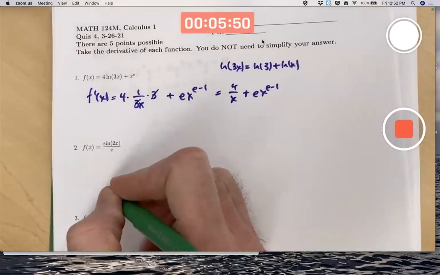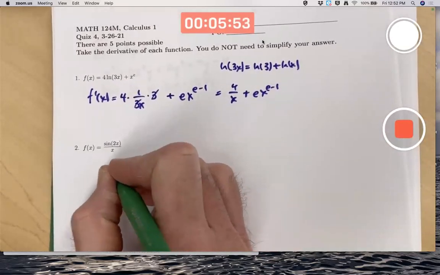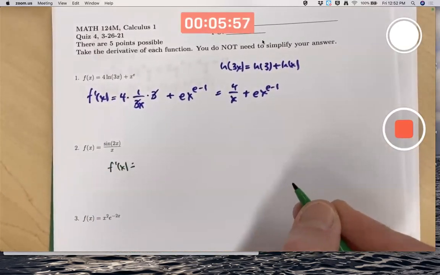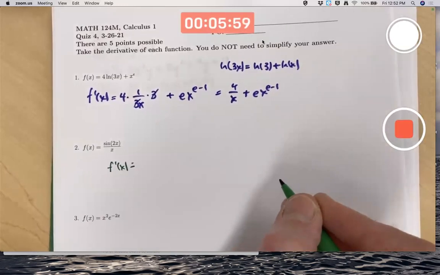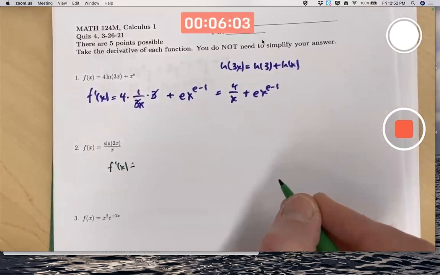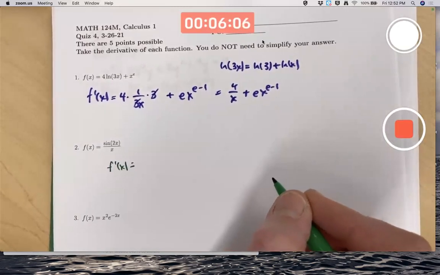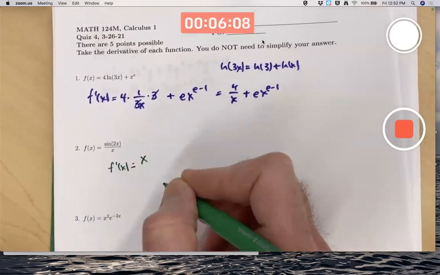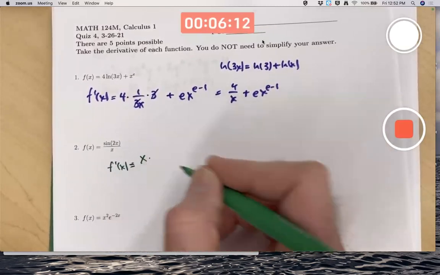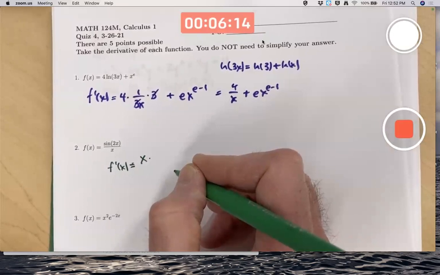Here we've got a quotient. We need the quotient rule. The low function is x. The high function is sine of 2x. When we differentiate the high function, we need the chain rule as well, right? Because it's sine of 2x instead of sine of x. Always start with the low. Always remember that. Low, low, low. Low d high, derivative of the top. That's what I need the chain rule for.